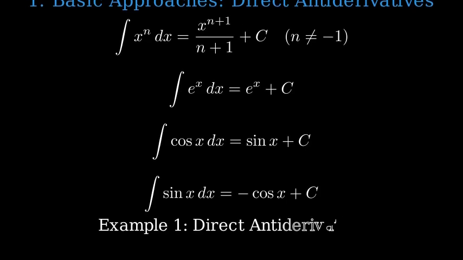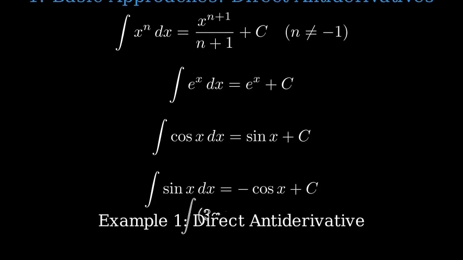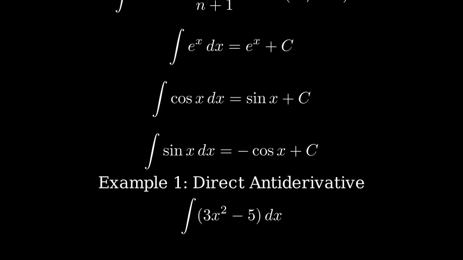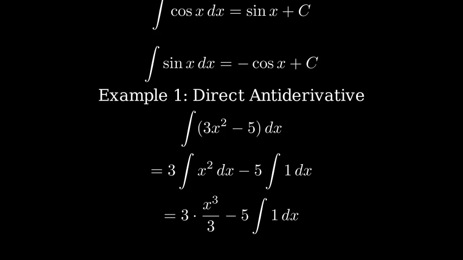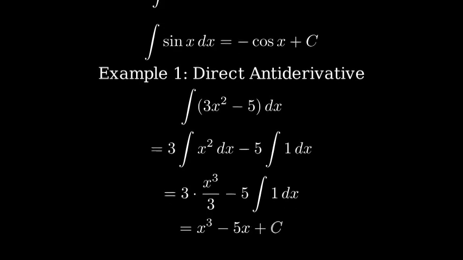Let's see a concrete example of using direct antiderivatives. Example 1. Compute the integral of quantity 3x squared minus 5 dx. We can apply the linearity property of integrals to split this into the integral of 3x squared dx minus the integral of 5 dx. For the first part, we have 3 times the integral of x squared dx. Using our power rule with n equals 2, we get 3 times x cubed over 3, which simplifies to x cubed. For the second part, the integral of 5 dx is just 5x. Combining these terms, our final answer is x cubed minus 5x plus c.